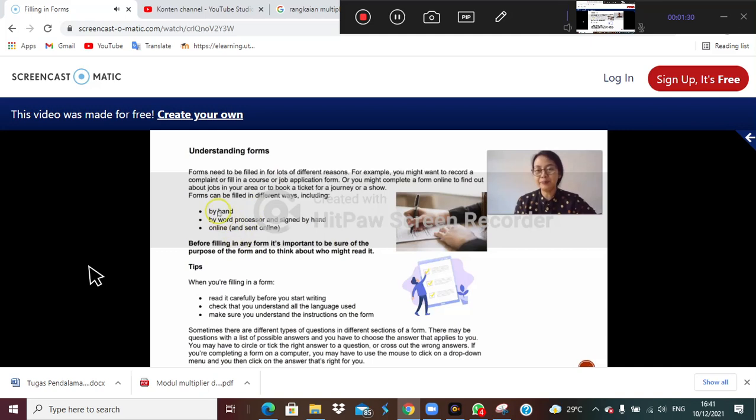So, by hand. The second is by word processor, and then signed by hand. It means maybe you type it, print it out, and after that you sign and give your signature. Sign means menandatangani, but signature is your tanda tangan, the noun. Or you can also fill it in online and send it online. So there are many ways you can fill in the form.